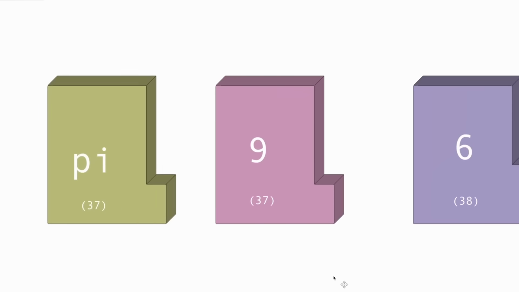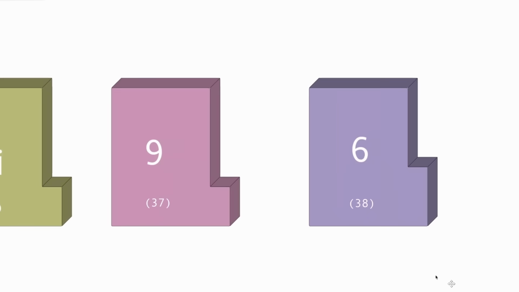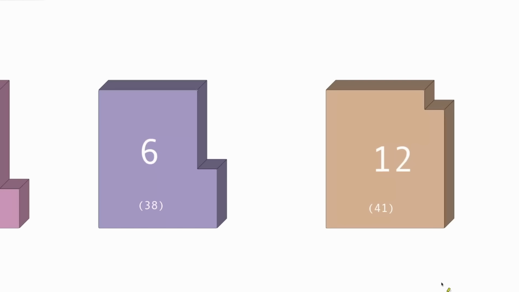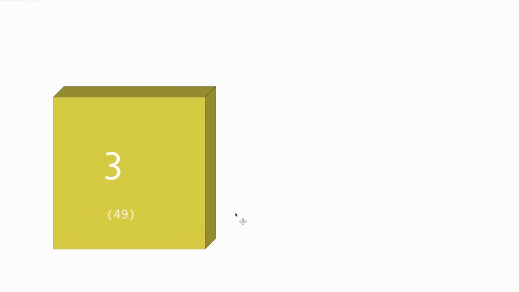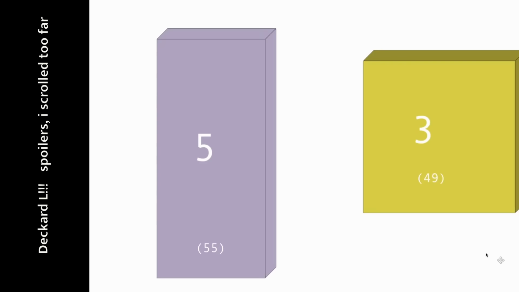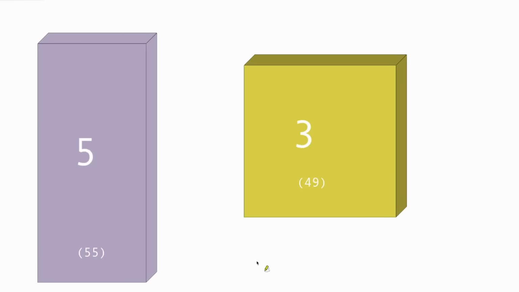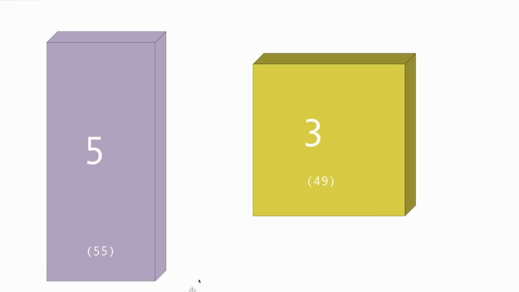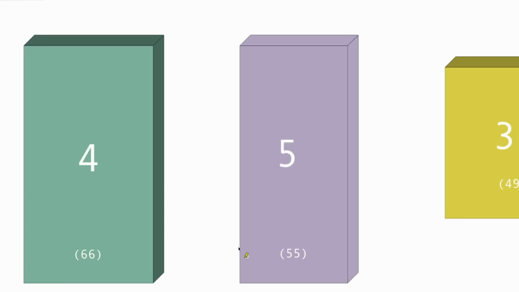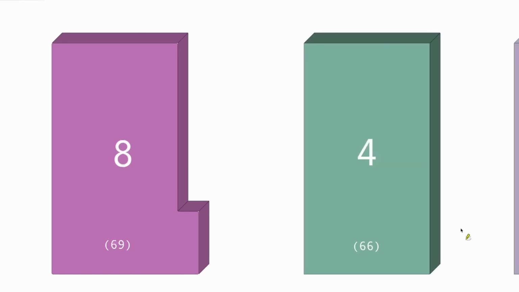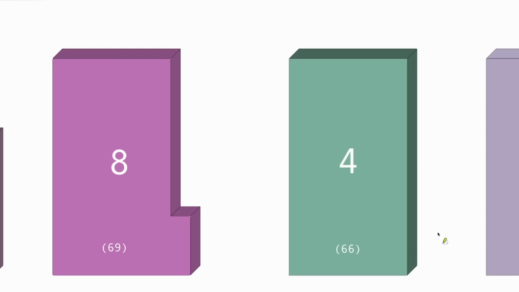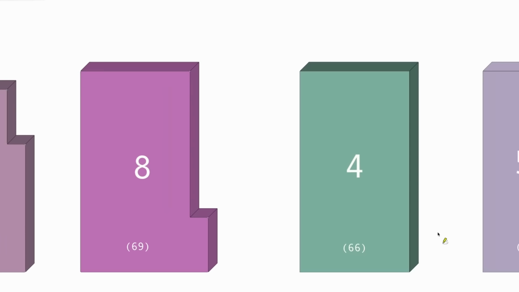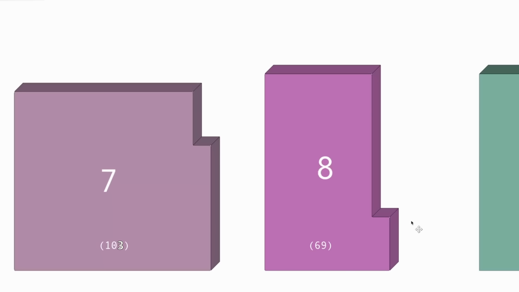In 7th place is 6 with 38 submissions. In 6th place is 12 with 41 submissions. In 5th place is 3 with 49 submissions. In 4th place is 5 with a very satisfying 55 submissions. Shame it was one away from lining up in 5th place as well. And our podium, in 3rd place is 4 with 66 submissions. In 2nd place is 8 with 69 submissions. And our grand winner with a whopping 103 submissions is 7.